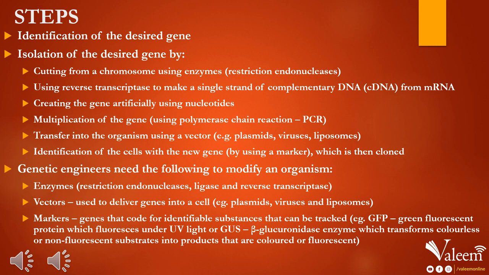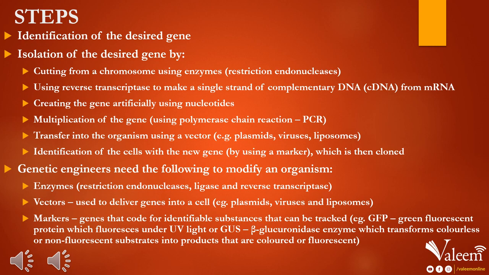Step number two, the isolation of the desired gene. Isolation of the desired gene is done by cutting the chromosome part using an enzyme known as the restriction enzyme. Using reverse transcriptase enzyme, a single strand of complementary DNA is made from mRNA. As we already know, RNAs are used to make the copy of another DNA, so here cDNA can be easily made from the mRNA. The third one, creating the gene artificially using nucleotides. After having a cDNA, the complementary strand can easily be created.